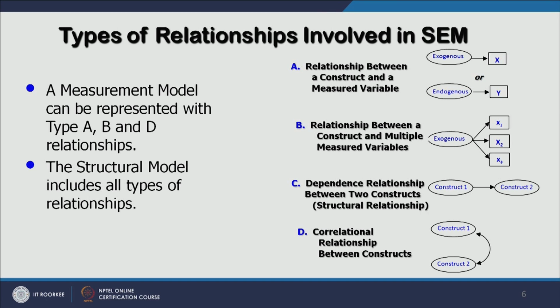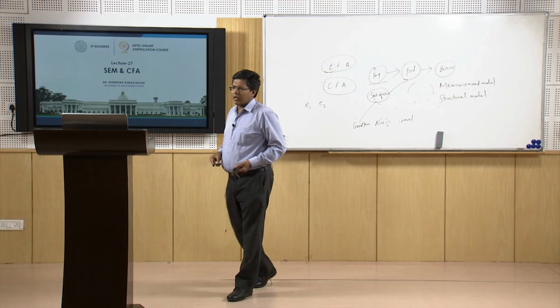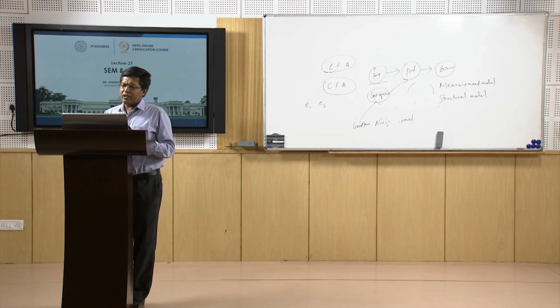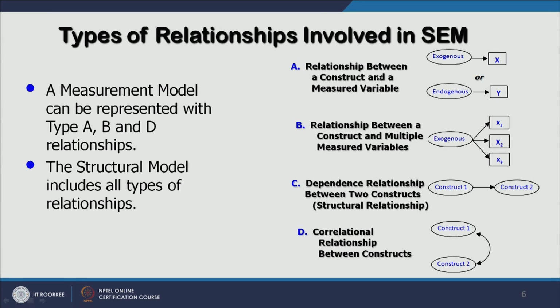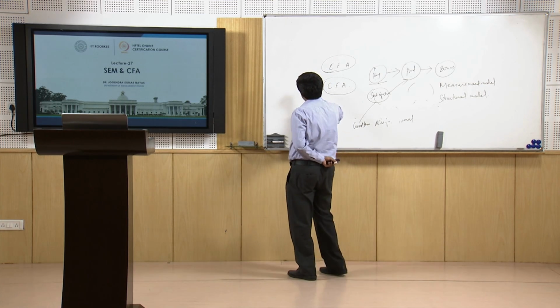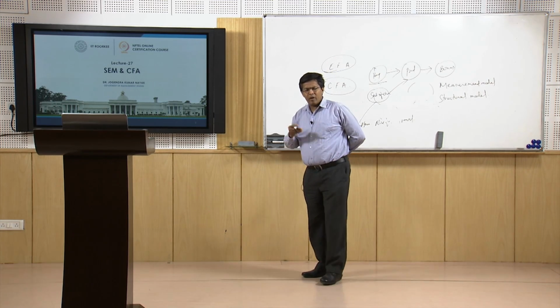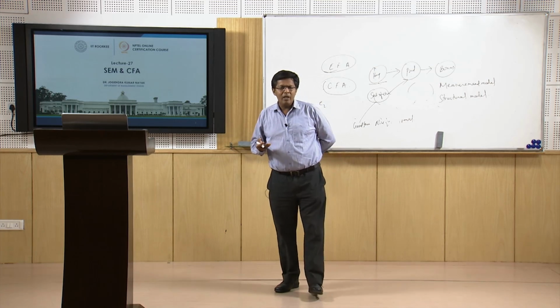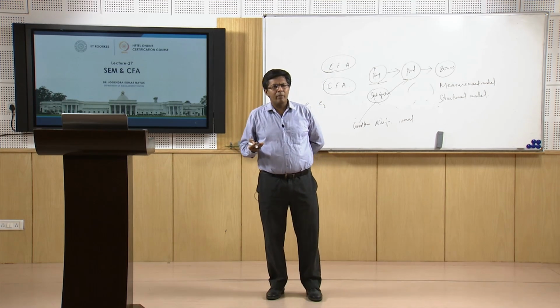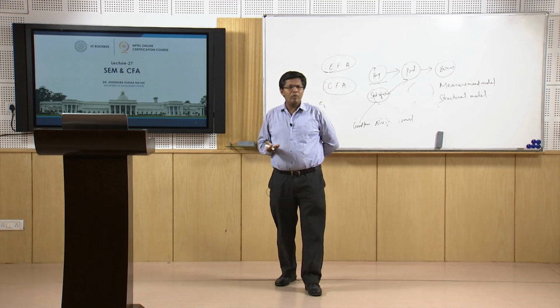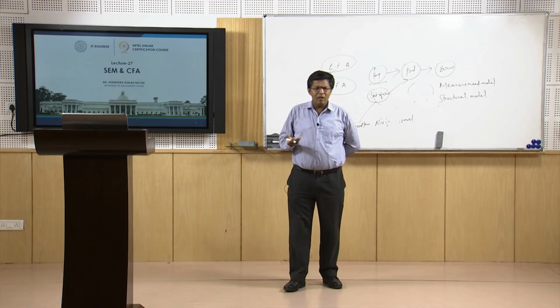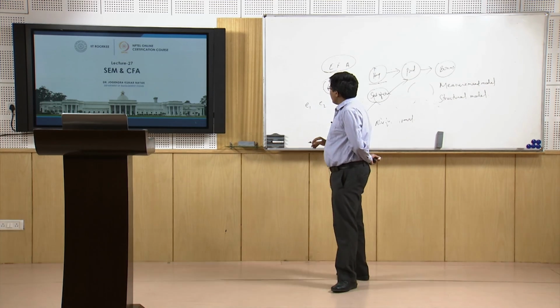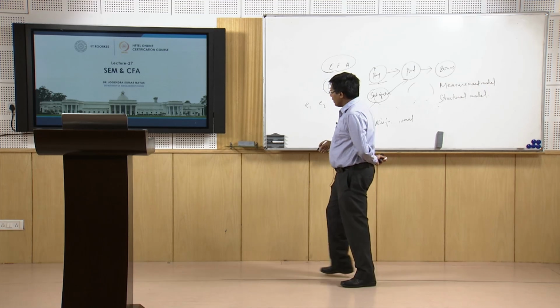Several types of relationships are also involved in SEM. This is one that I showed you. Let us see some of the relationships. The first relationship that you can see here is a relationship between a construct and a measured variable. Before you go there, you need to remember one thing. For testing SEM, we mostly use a software called AMOS, which is the analysis of moment structures, or LISREL. These are the two I know, but mostly I use AMOS, right.